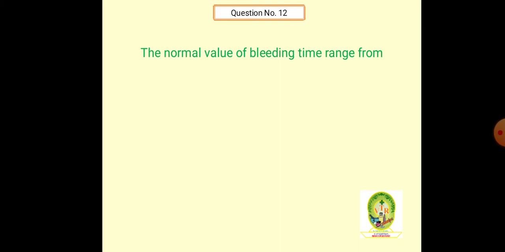The normal value of bleeding time ranges from. Options are A. 60 minutes, B. 15 to 30 minutes, C. 1 to 3 minutes, D. 5 to 10 minutes. Right answer is C.